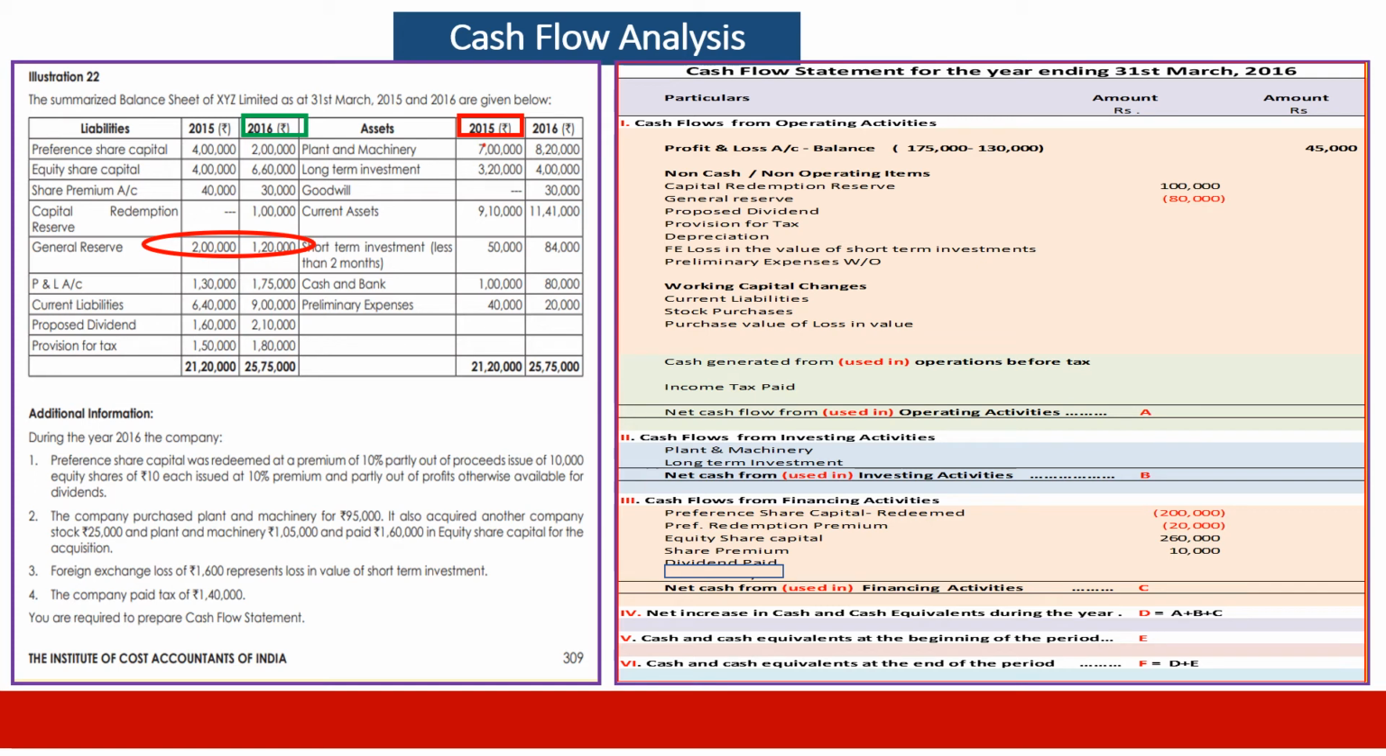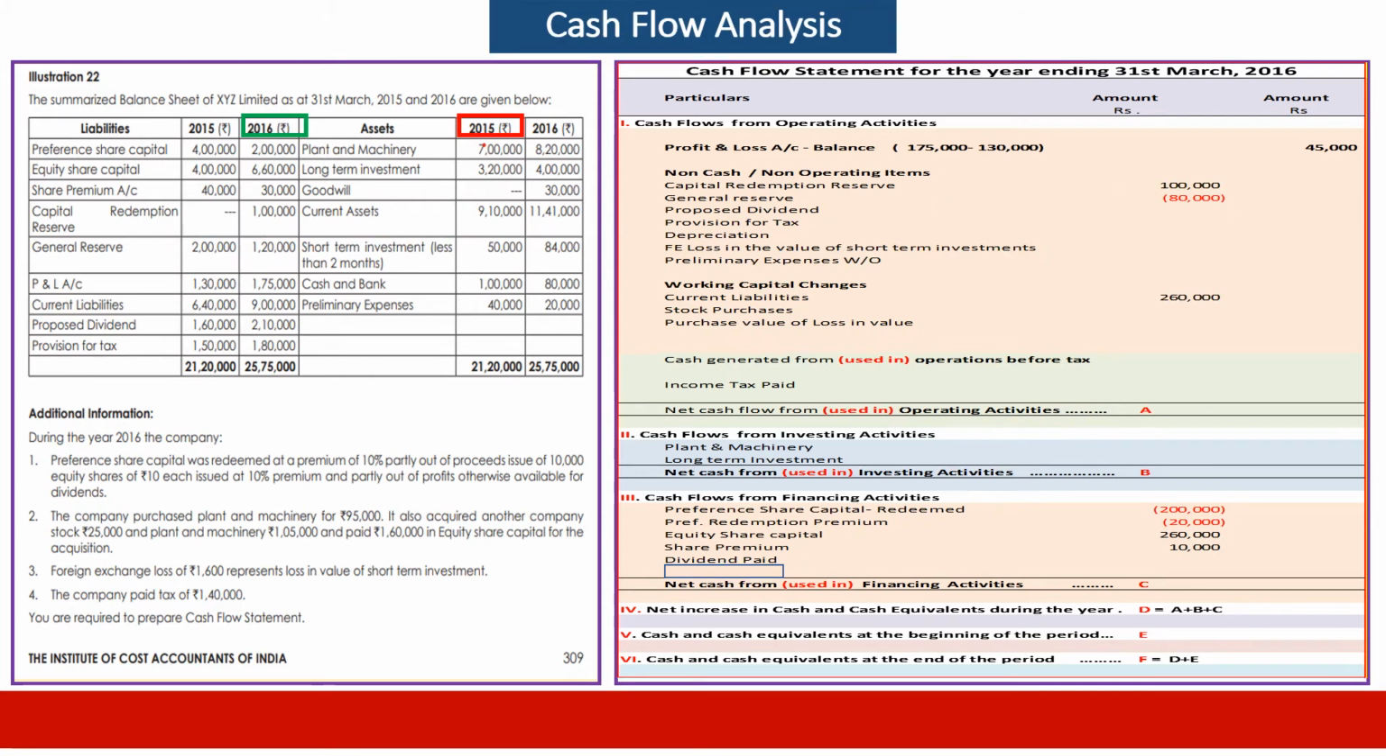General reserve was 2 lakhs, it became 1,20,000, which means something was transferred from here and added to profit. Now we reverse it. Earlier it was added, now it is being reversed, therefore minus 80,000. Current liabilities: when your liability goes up, it means you have received funds from them. 6,40,000 becomes 9 lakhs, which means there is an inflow of 2,60,000, which we show under working capital changes.